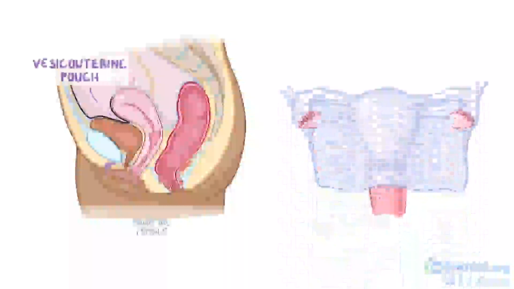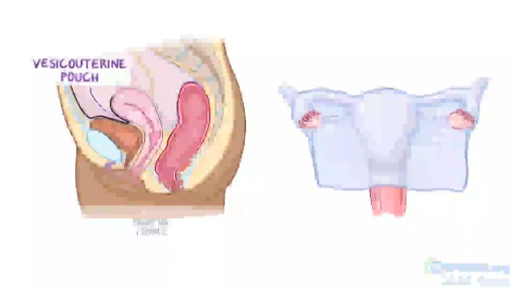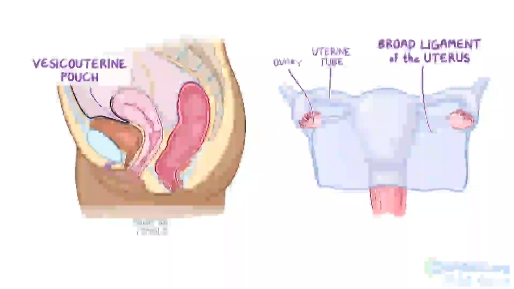Now the peritoneum covering the anterior surface and the fundus of the uterus extends laterally, forming a double peritoneal fold called the broad ligament of the uterus, which keeps the uterus in position. This ligament also covers the uterine tubes and suspends the ovaries.